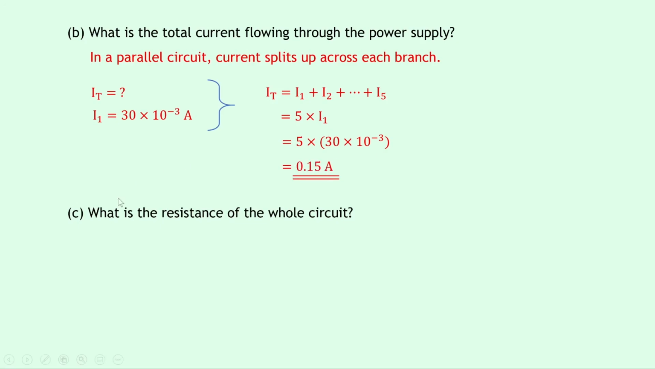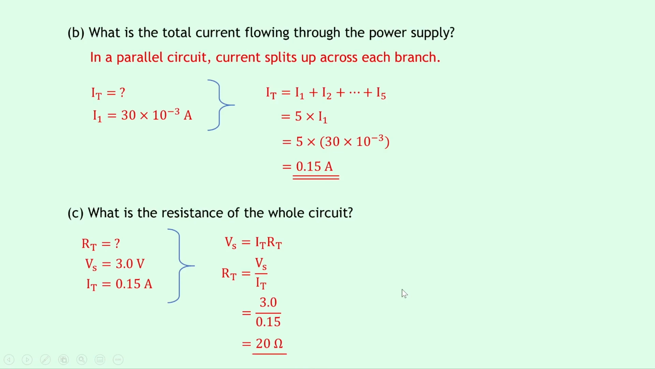Lastly, part C says, what is the resistance of the whole circuit? So we're trying to find RT here, and we know the supply voltage Vs is 3.0 volts. This is also kind of the total voltage, you could call it, and our total current is 0.15 amps. So we have V equals IR in the form Vs equals IT RT, and rearranging for RT, we can divide both sides by IT, which we've just calculated, to get RT equals Vs over IT equals 3.0 over 0.15, and if you put this into your calculator, you should get an answer of 20 ohms.